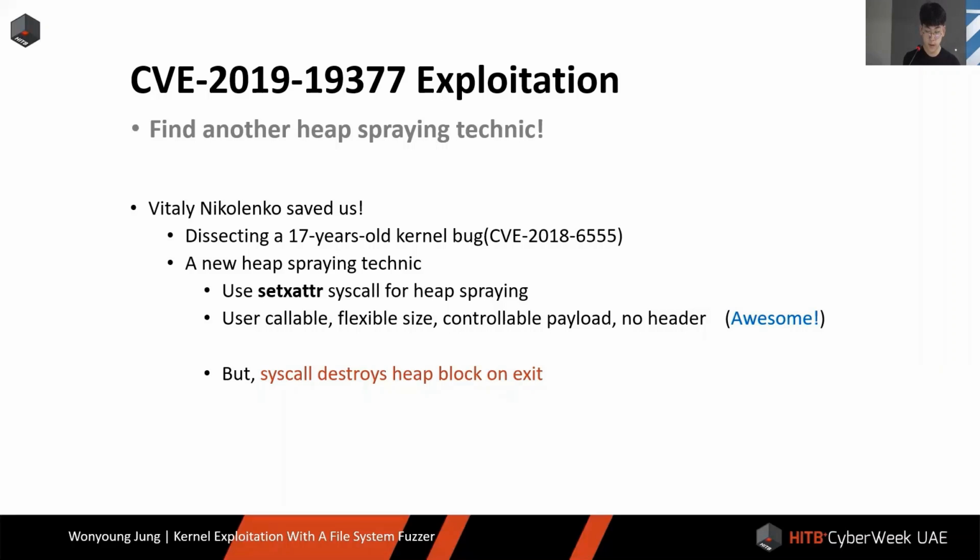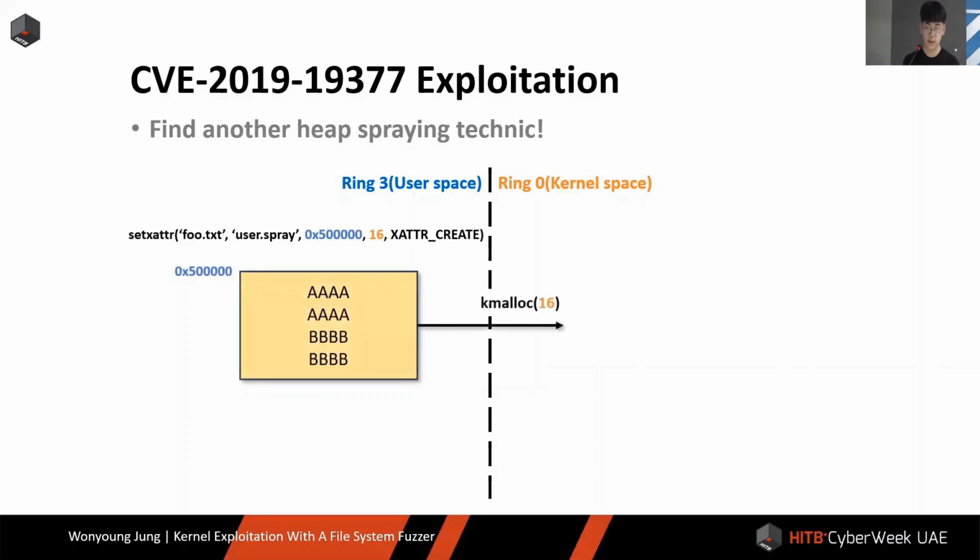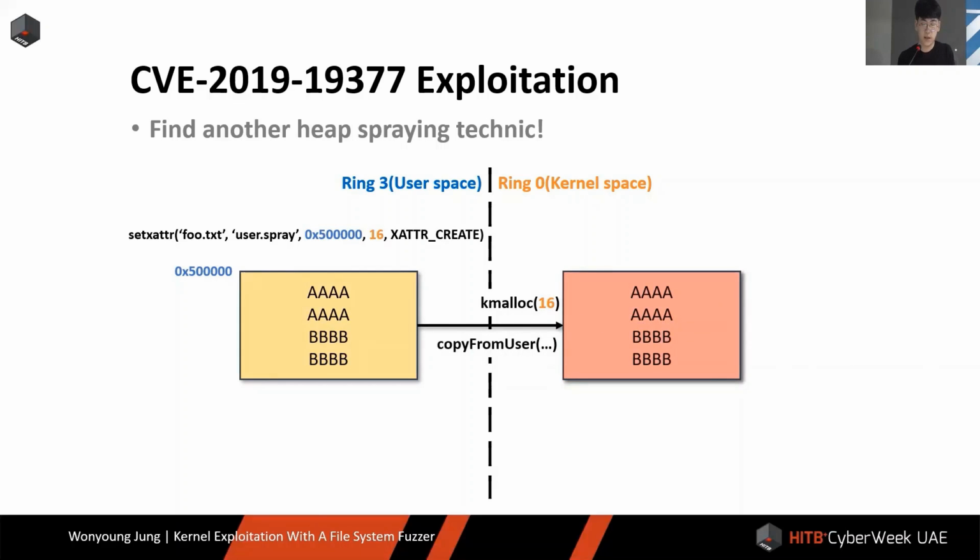He uses the ZXA syscall for heap spraying. It's user callable, flexible, controllable, and no header is included. But it destroys the heap block on exit. When calling the syscall, the user can set the memory address of the contents and allocate it. After allocation, it copies contents in user memory to kernel memory. But it destroys the kernel memory on exit.